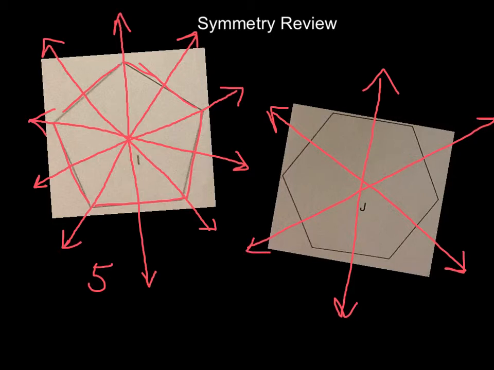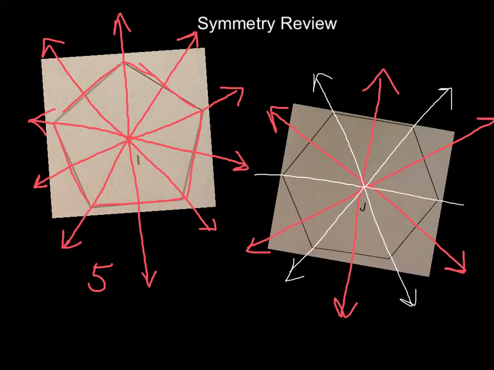And then we could do the same thing from the corners. So I could line up corner to corner. If I folded it directly in half, it would line up. And I could do the same thing on the other 2 pairs of corners. Okay. How many lines of symmetry does this regular hexagon have? It has 6 lines of symmetry.